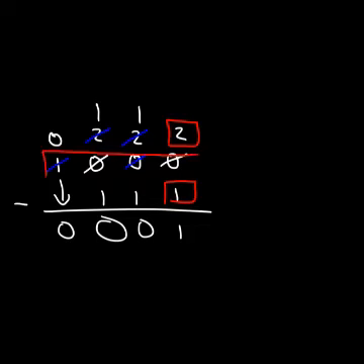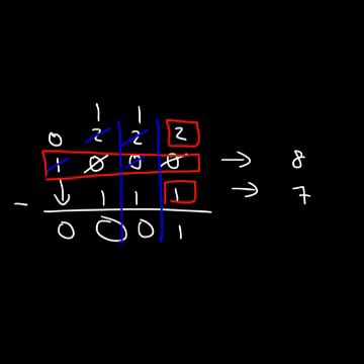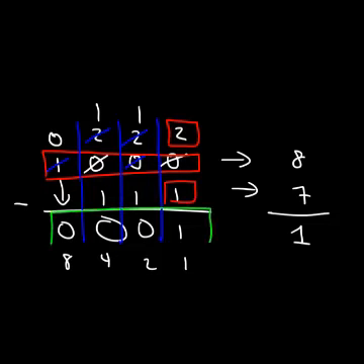Now 1000 is equal to 8, and 111 is 7. Keep in mind, if we separate everything into columns, this has a column value of 1, 2, and then 4 and 8. So this one corresponds to 8. And here this is 4 plus 2 plus 1, which is 7. And 8 minus 7 will give us a 1. And so the binary number 0001 has a decimal value of 1.